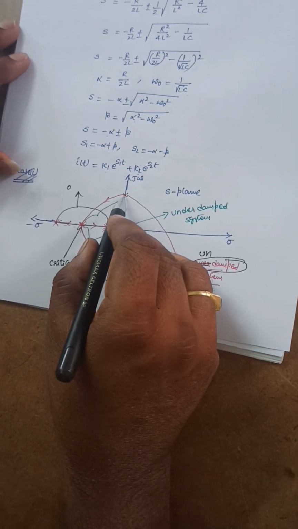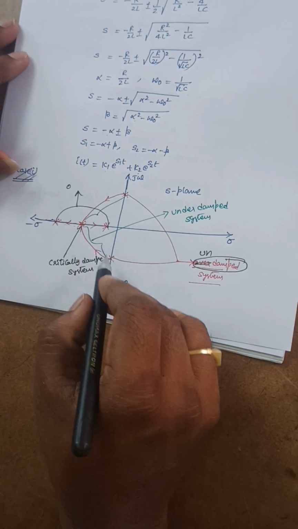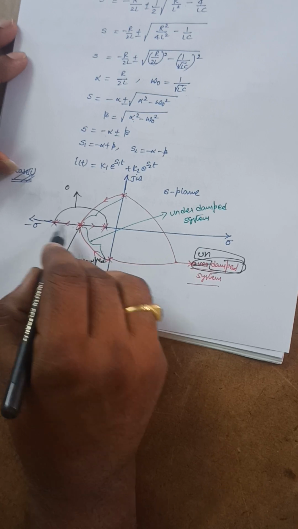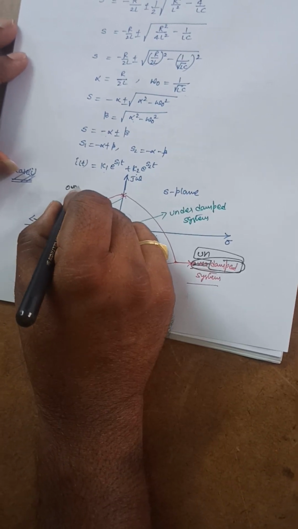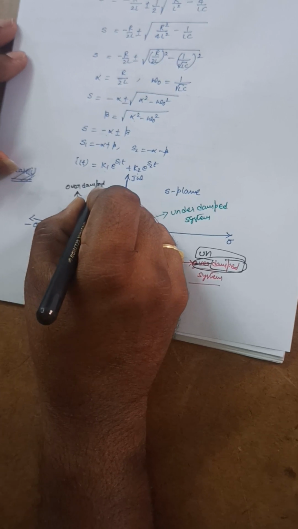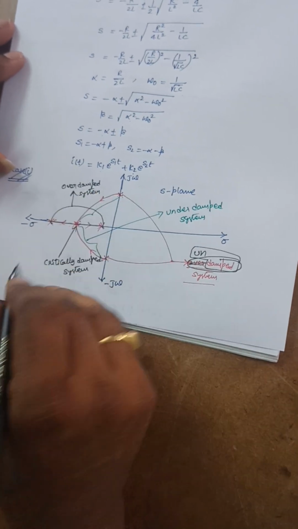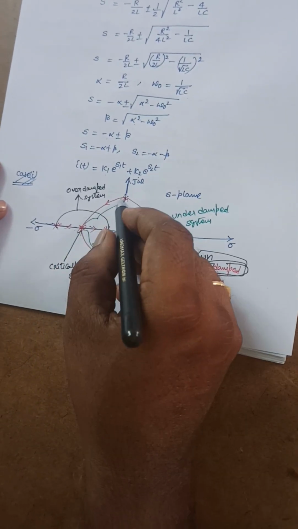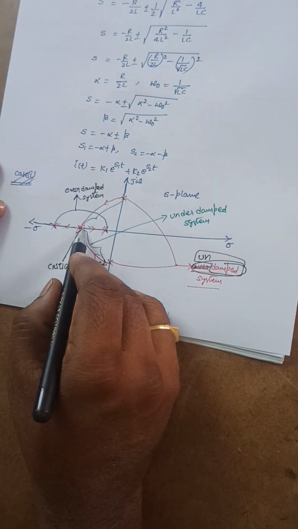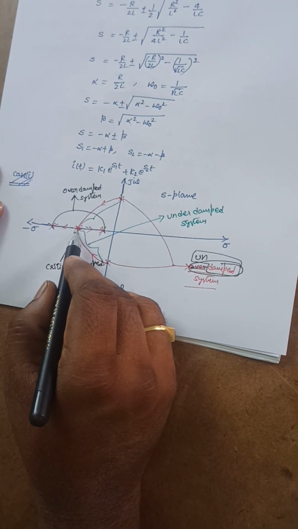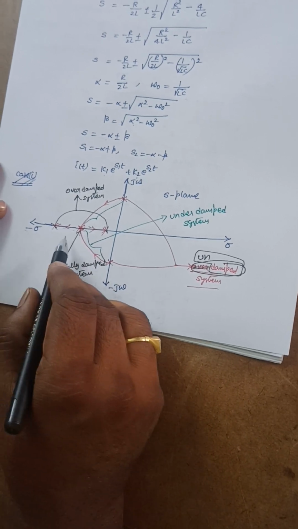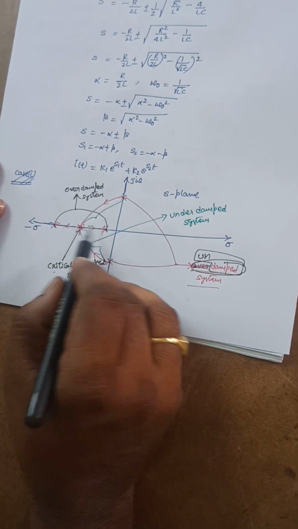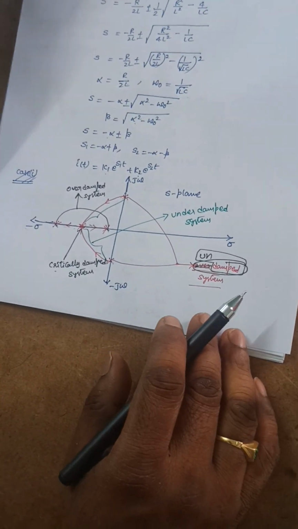Undamped system: if the roots are located on the imaginary axis, then the system is said to be an undamped system. If the roots are like this, then it is said to be an underdamped system. If the roots are located at one place on the negative real axis, then the system is said to be a critically damped system. If the roots are like this, then the system is an over damped system.